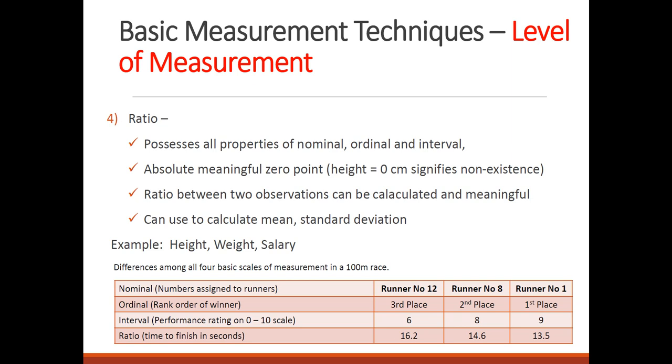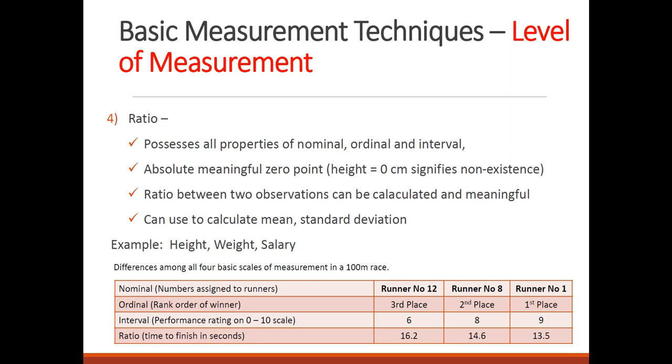And then ordinal, the rank order of the winners. So I have second place, first place, third place. So you have the ranking there. This is ordinal, it's just a placing. Interval, performance rating. Let's say there's a jury, and they will give you points. So you get 6 points, 8 points, and 9 points. This is interval. If you take the time to finish in seconds, this is ratio already. So you can see the difference.